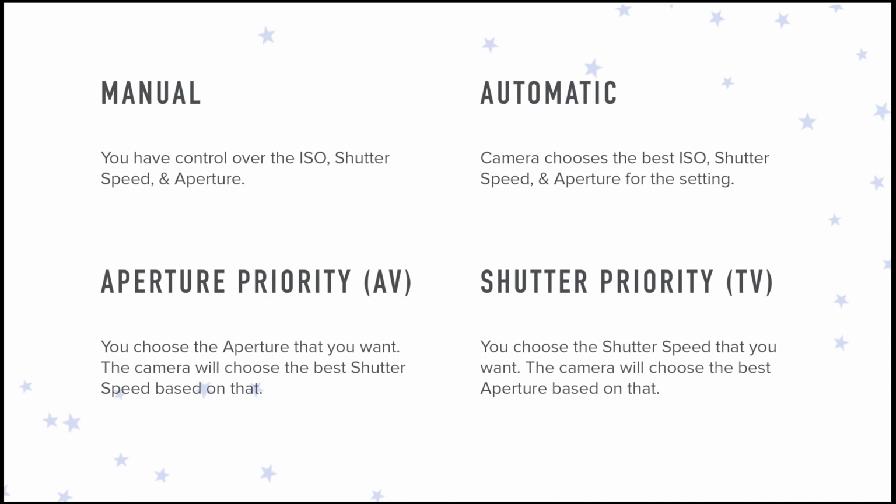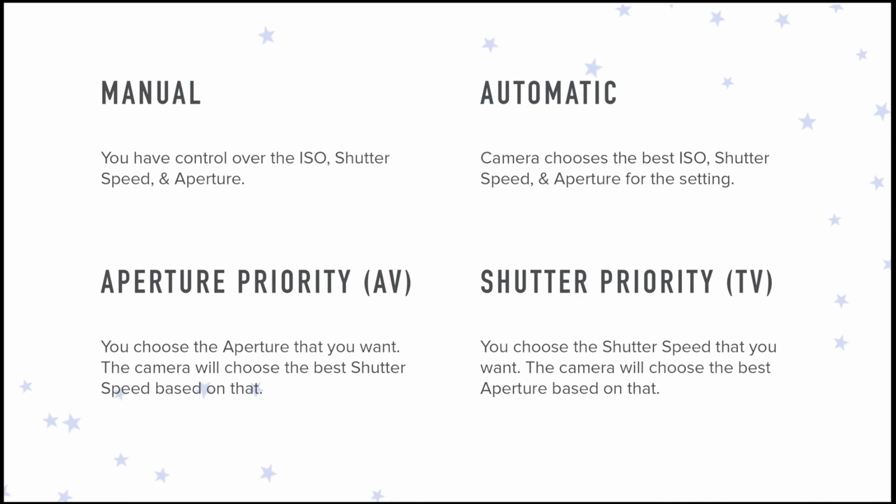So one is aperture priority, where you have control of the aperture that you want. So if you are looking for a shallow depth of field or deep depth of field, you can set the correct aperture, and the camera will choose the best shutter speed based on the aperture that you want. And then shutter priority is similar, but you can choose the shutter speed and then the camera will choose the best aperture. And I like these because they're kind of a combination of manual and automatic. The camera helps you out a little bit, but you have more control over the shot and getting the type of image that you want.